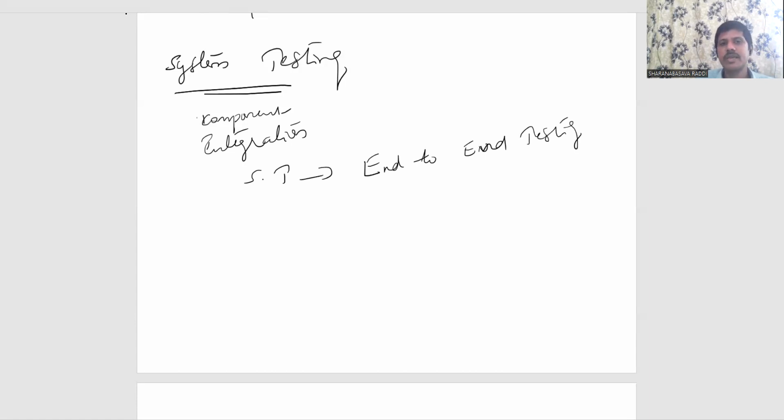Okay, you can call system testing end-to-end testing. System testing always follows the flows or scenarios from end to end. For example, if there is an application called Facebook.